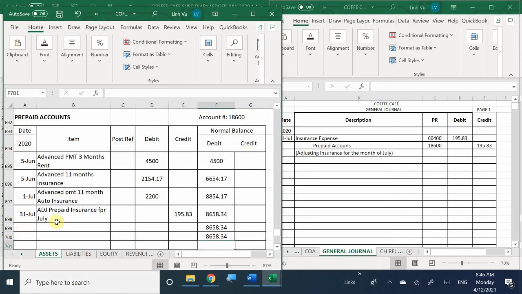So if you want to put it in parentheses, 10 months remaining, you may do so as well. Okay, 10 months remaining. Okay, there's my insurance, and that's exactly how I properly adjust for my insurance for the month of July.